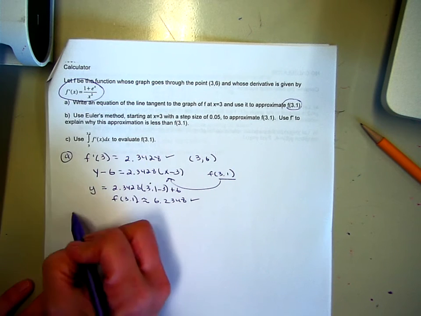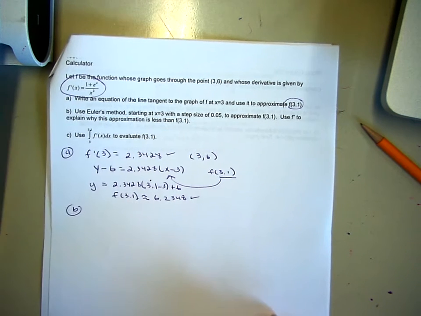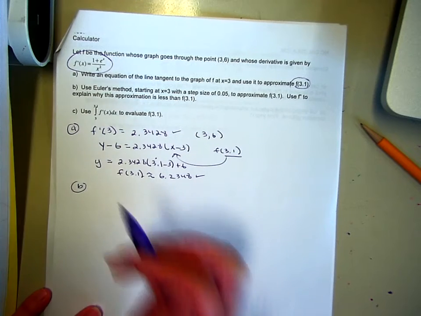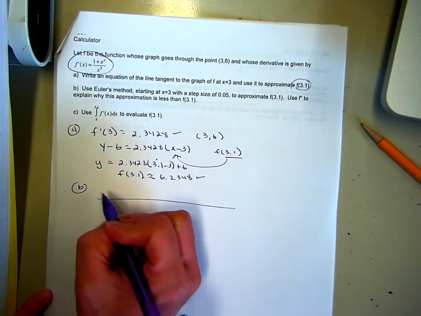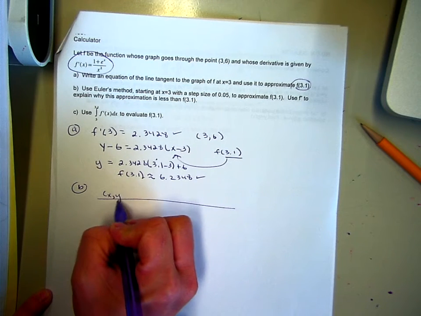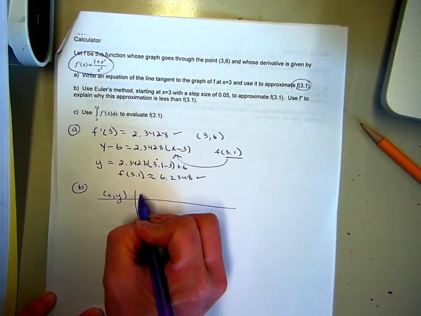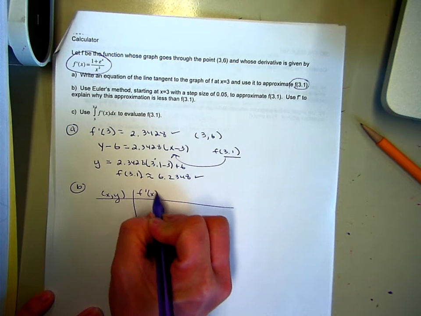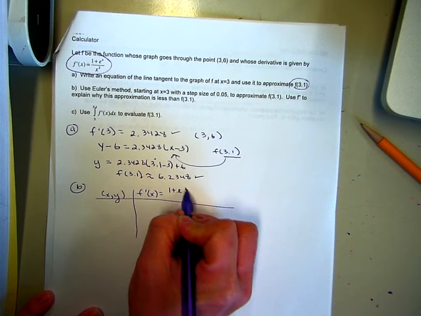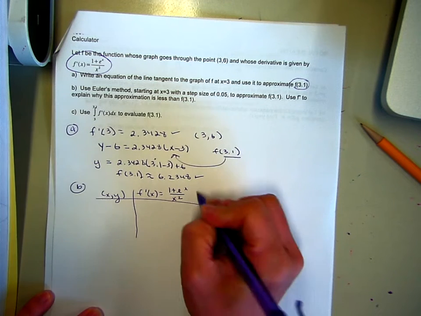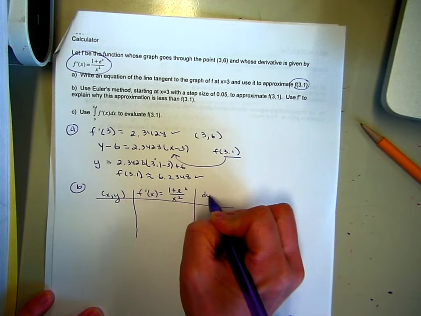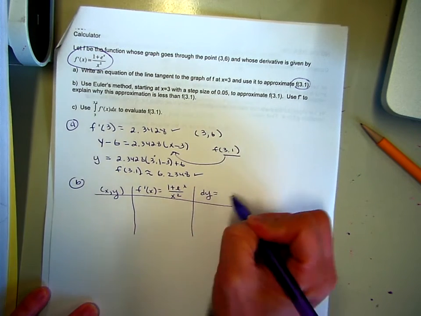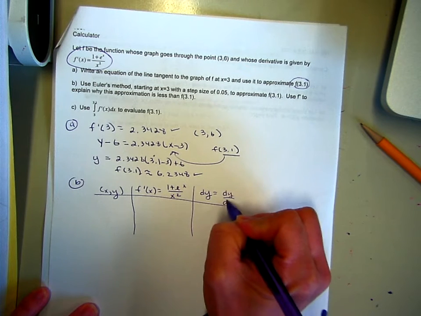Part B, we're going to use Euler's method, and remember we're going to create our table here. We need the point, which is your x, y value. We need the slope, which is your dy/dx, or really in this case it's f prime of x, which is given as 1 plus e to the x over x squared. And then we also need change in y, which is dy, which is dy/dx times delta x, or dx again.